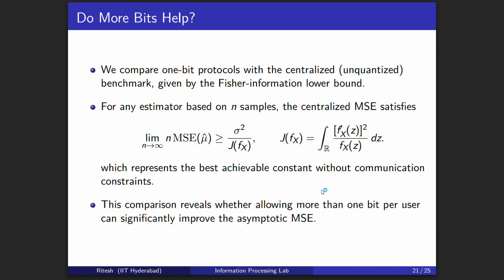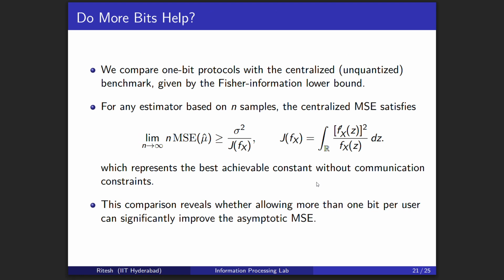So now a general question for this is: do more bits help? If we use more bits instead of one bit of quantization, what will happen? So we do compare the one bit protocol with the centralized unquantized benchmark, and that is given by the Fisher information lower bound.